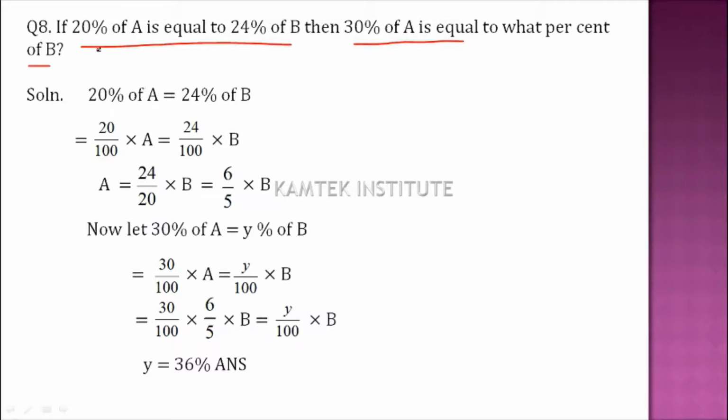Okay, the first statement says 20% of A is equal to 24% of B. So what is 20%? 20% is 20 upon 100 into A is equal to 24% of B. That means 24 upon 100 into B. Now we'll find the value of A with respect to B. And for this we'll cancel 100 by 100.